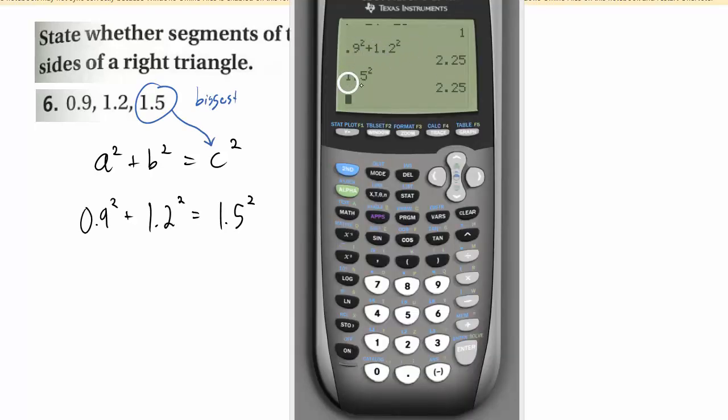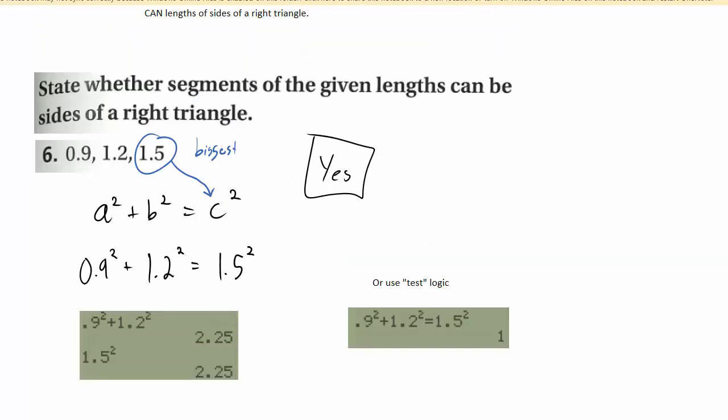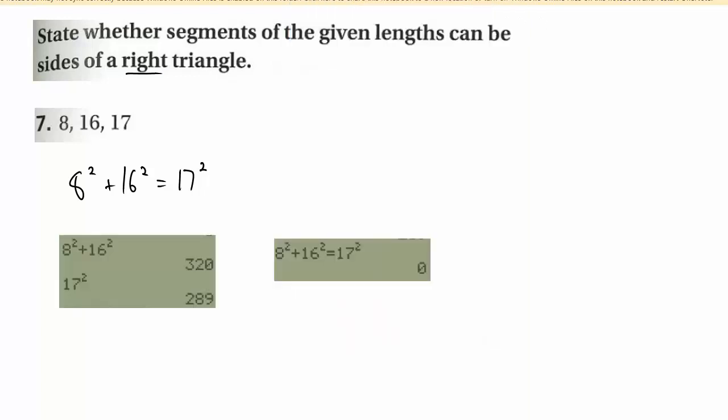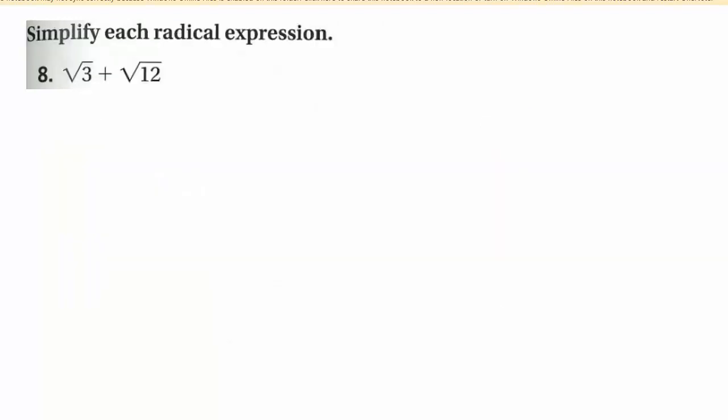For number six, again, we're just checking to see if this works for the Pythagorean theorem. And so I'm just really testing both sides, either using the standard way or the test logic way. Now, for number seven, when we go to test it, I get a false value. That's because if I try to test the second part, I don't get the same thing as for the first part. You don't need to know this, but notice how the 289, which is what we thought would be the hypotenuse, is less than the 320. What that ends up being is it forces it to be an acute triangle. If the right side were bigger, then it would be an obtuse triangle, but that's not something we need to worry about.